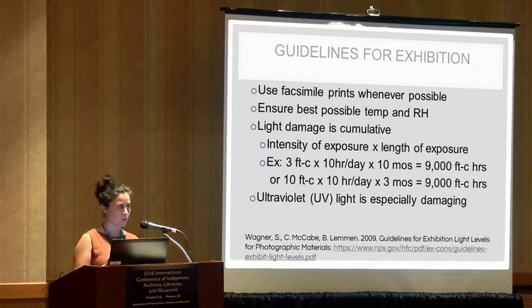So here you see an example of two different exhibition scenarios. One has a photograph exhibited at 3 foot candles, which is quite dim, but that photograph can be exhibited for 10 months at 10 hours a day and get a 9,000 total foot candle hours. Whereas if you had something exhibited at 10 foot candles, which is a more usual brighter intensity, that could only be exhibited for 3 months to get the same total amount of exposure. And it's a good idea if you are exhibiting objects to try to track how much exposure they're getting and making sure no one item is getting too much exposure.